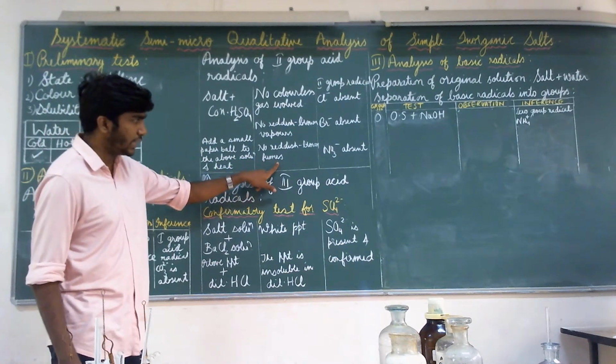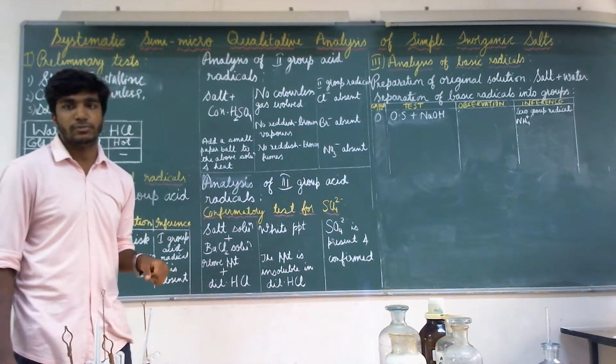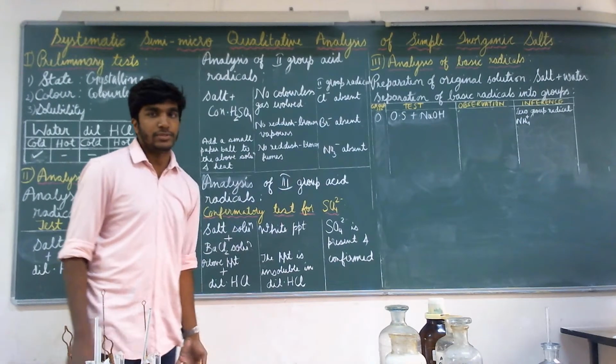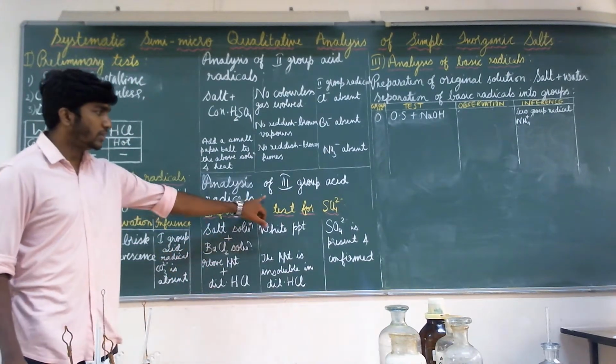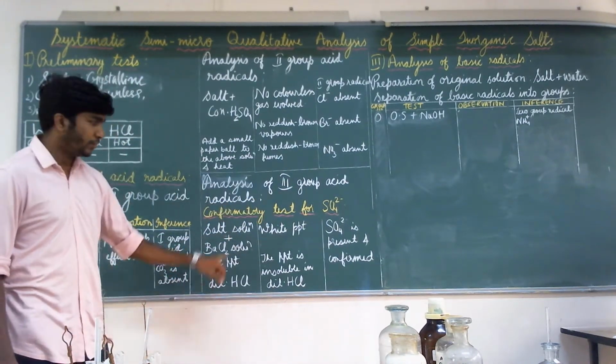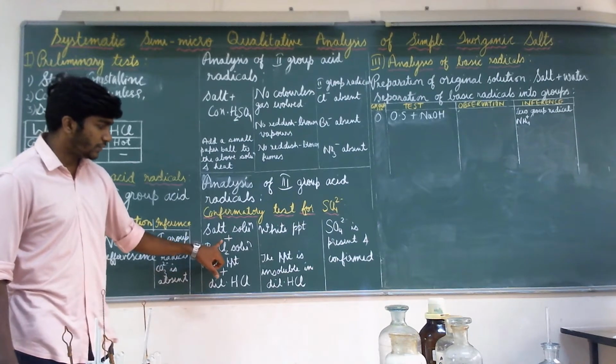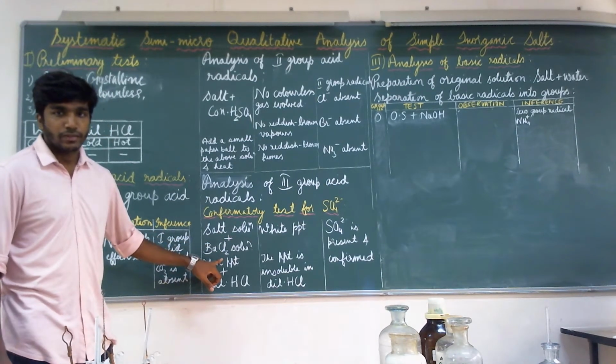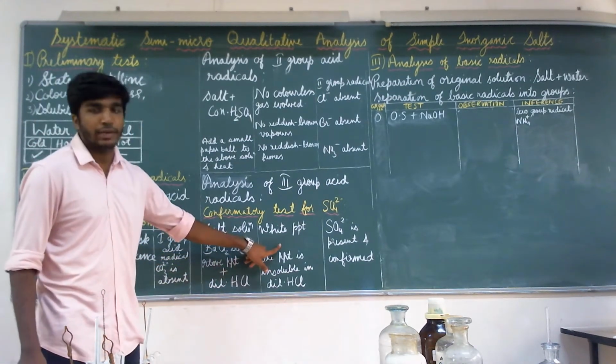And even there, I did not observe any reddish brown fumes, which basically indicates nitrate is absent. After that, we moved on to third group acid radical. Here we took salt solution. To that, we added barium chloride solution, after which we observed a white precipitate.